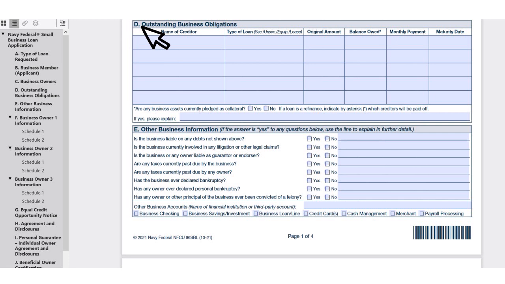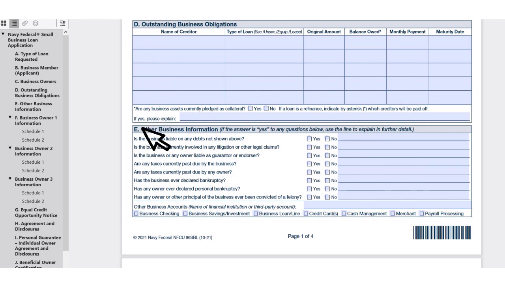And if any of the business assets are currently pledged as collateral, you need to say that, because it's important for Navy Fed to see what kind of assets are available for pledging. In case they want you to pledge, they want you to have collateral, okay?